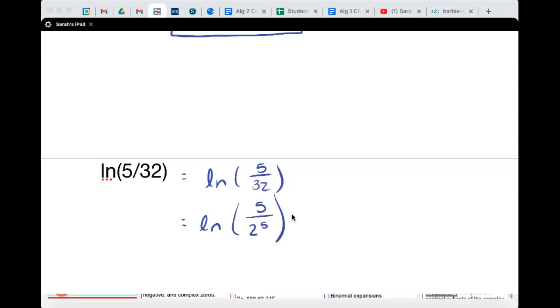Okay. So now I have a base of 5, a base of 2, which is what we need. I'm going to use my properties to expand this and rewrite it. So how do I rewrite a quotient?